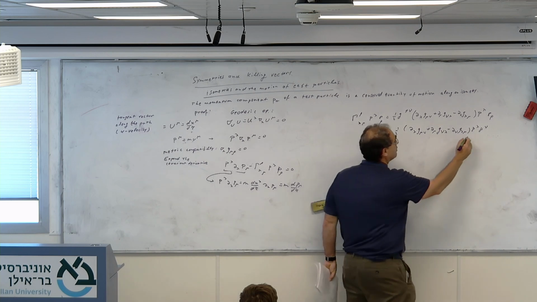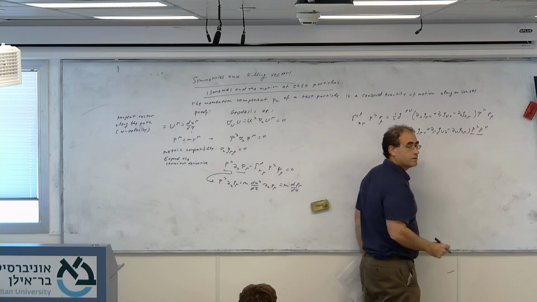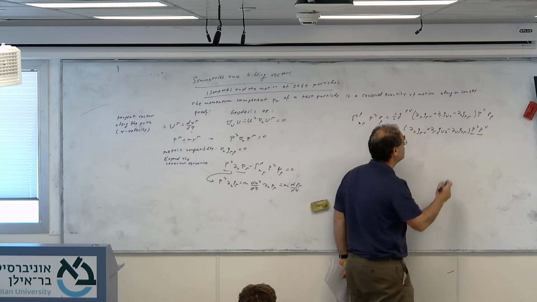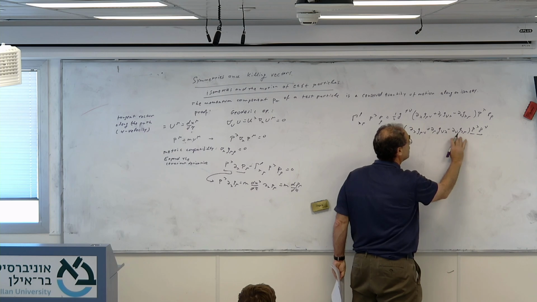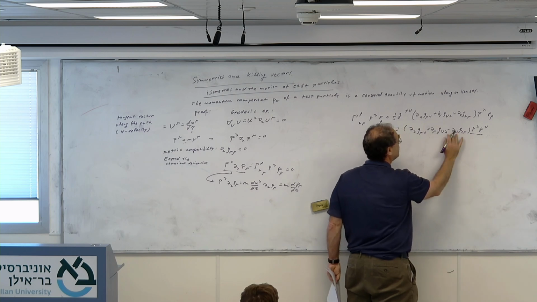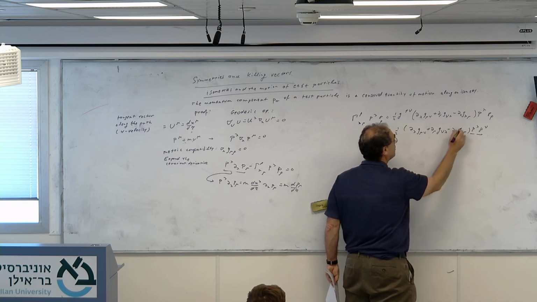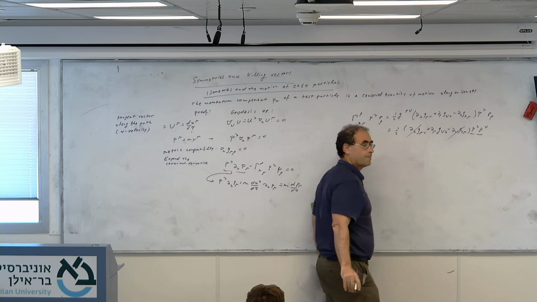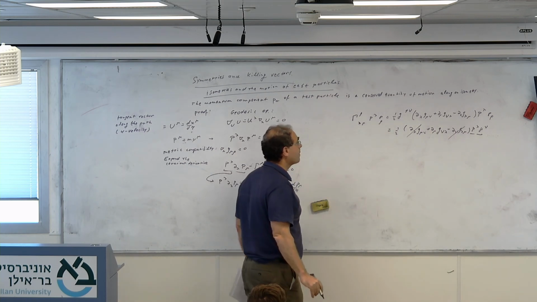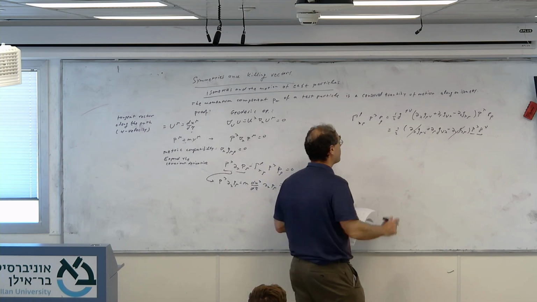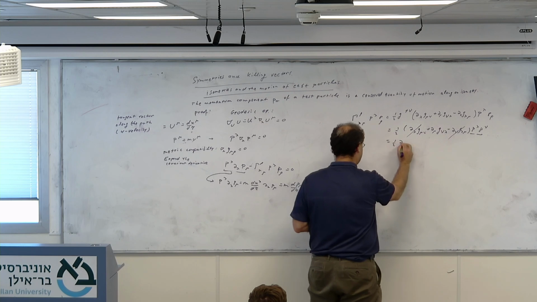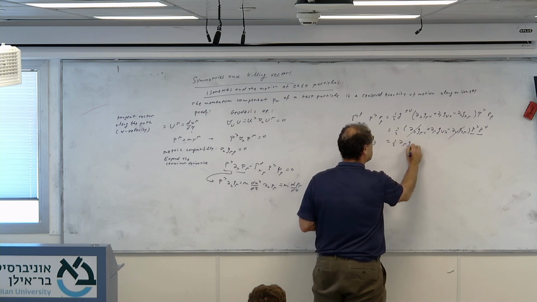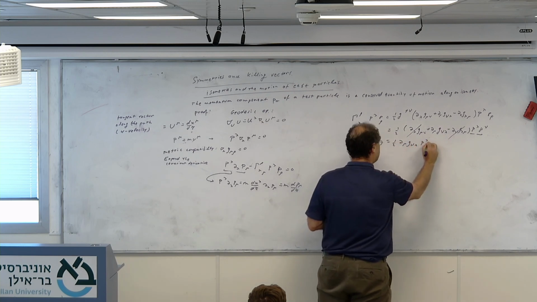Now these are symmetric, right? P lambda and P nu are symmetric, which means that in this term I can exchange nu and lambda, and this term will cancel with that term. Okay. This is equal to 1/2 d mu G nu lambda P lambda P nu.